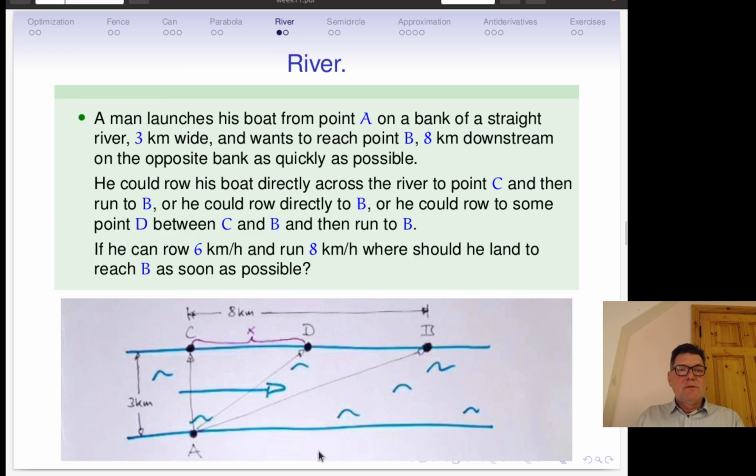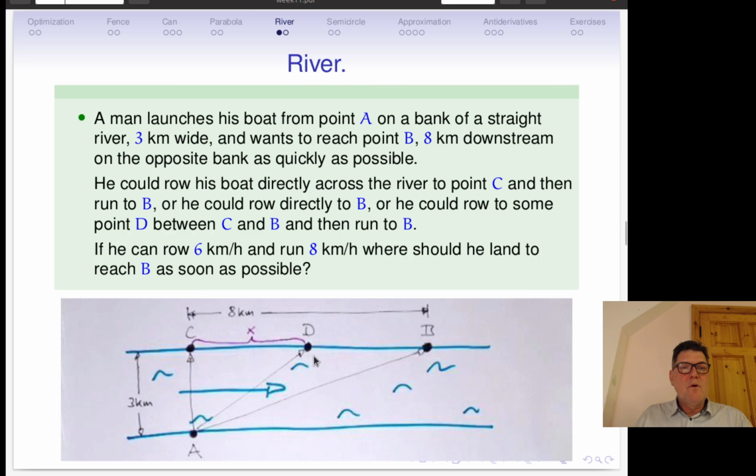We enter into the diagram the information we have. 3 kilometers wide is the river. So the man is here at point A. Across is the point C, 3 kilometers away. And then 8 kilometers downstream is the point B he wants to reach.